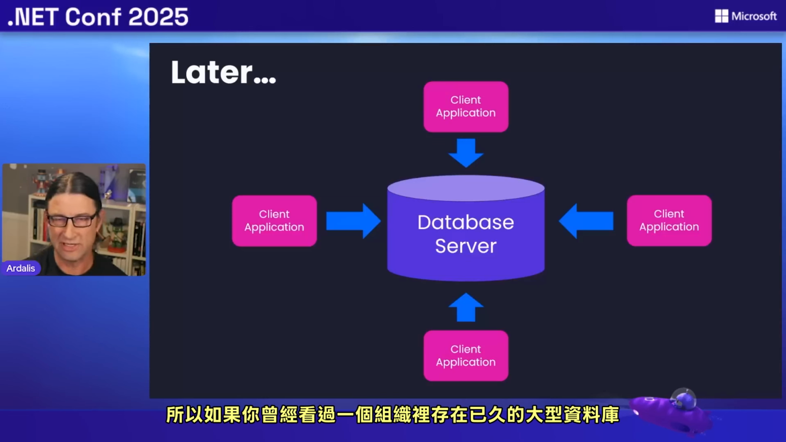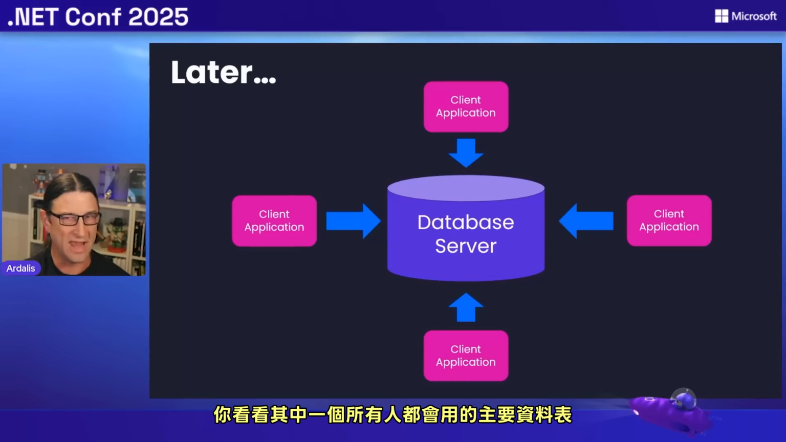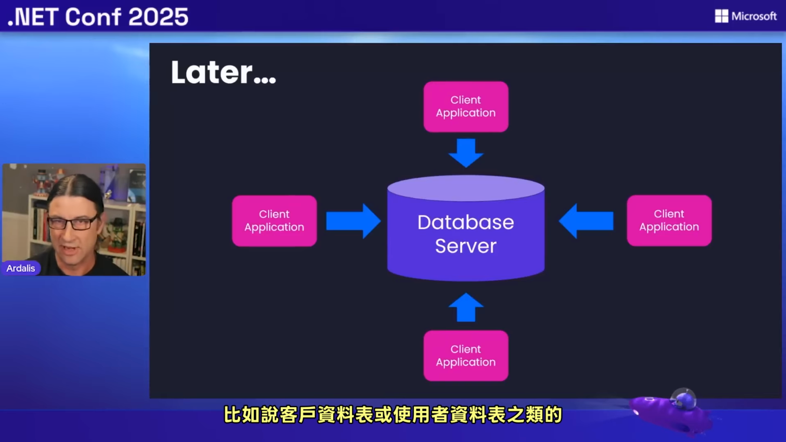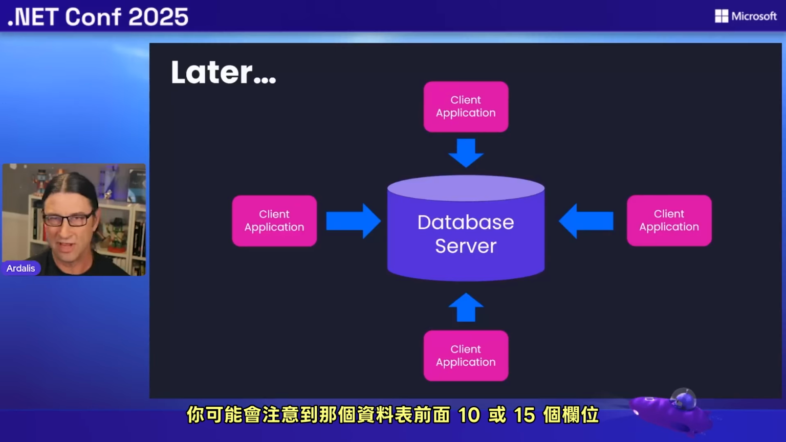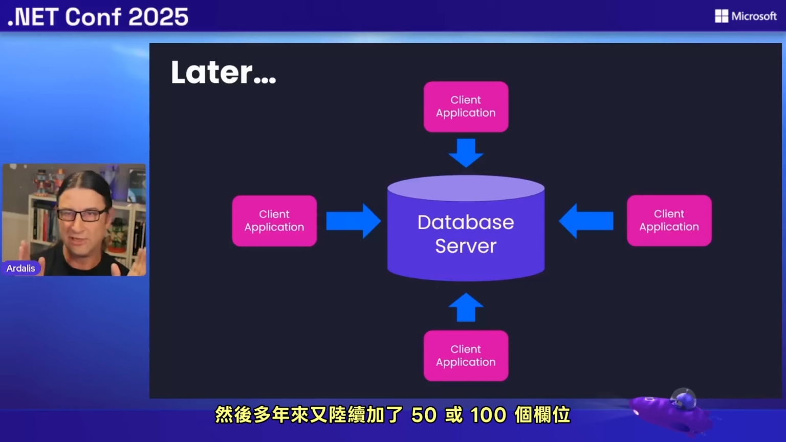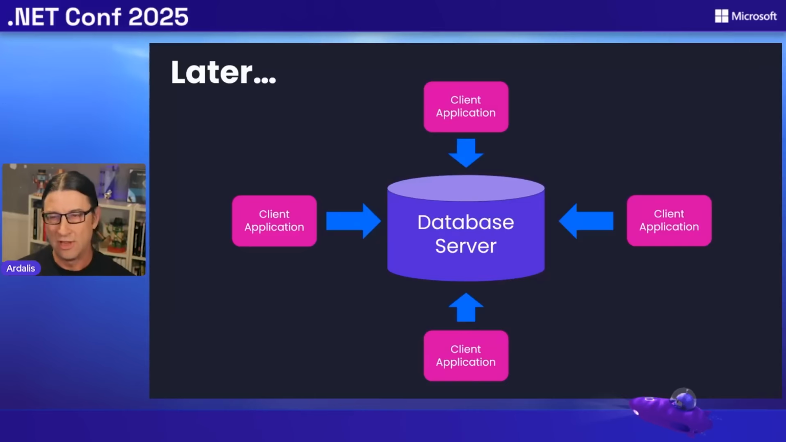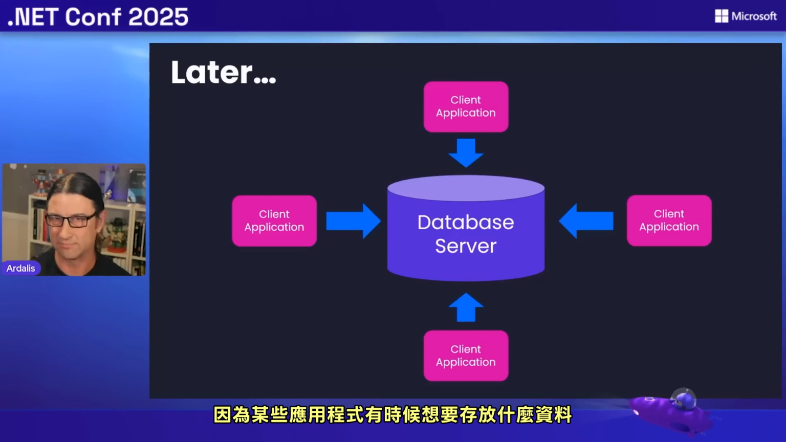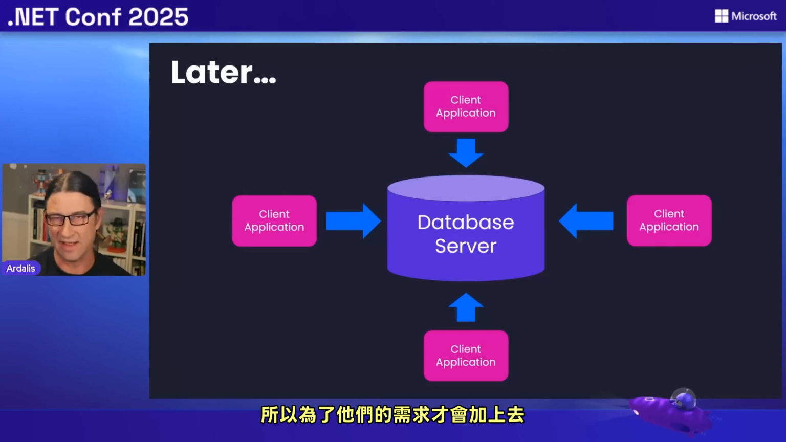And so if you've ever seen a big database that's been around for a long time in an organization, and you look at one of the main tables that everything uses, like the customers table or the users table or whatever, you might notice that the first 10 or 15 columns in that table are not null, they're required, they have really understandable purpose for being there. And then there's 50 or 100 more columns that have been added on over the years. Every one of them is nullable, because some application wanted to store something sometimes. And so they added that for their needs. That is not great, right?